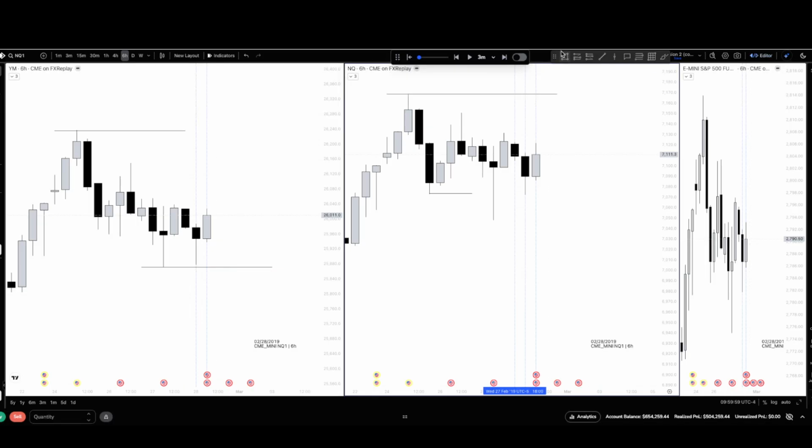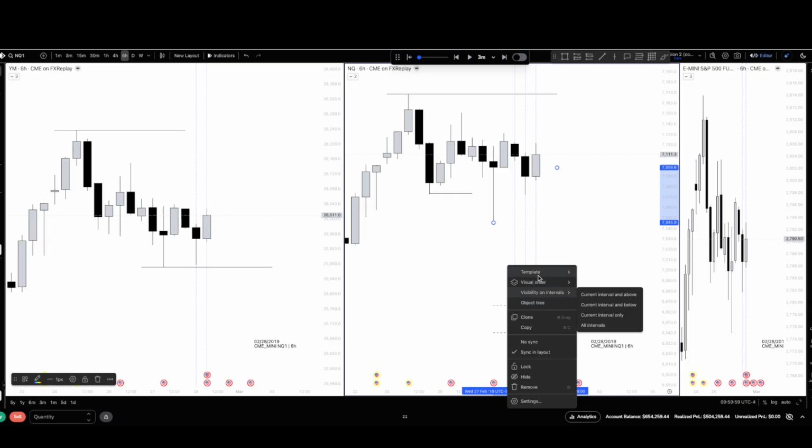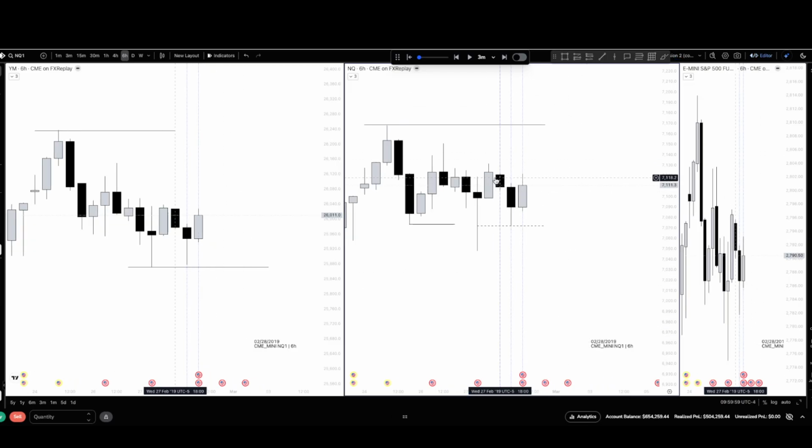Do we have a clear daily profile? Yes. What do we also respect? 50% of this wick. So with the 50% of this wick getting held up, midpoint, right? This is your clear daily profile. Do we have targets? Yes.